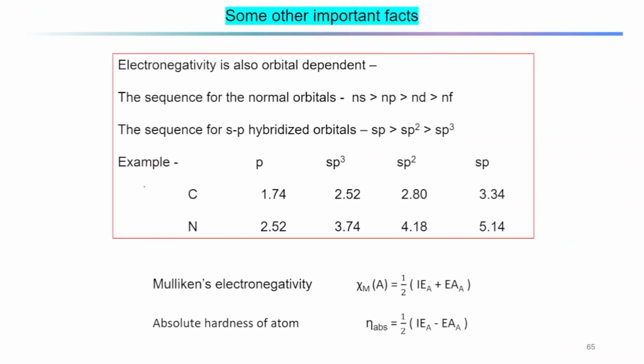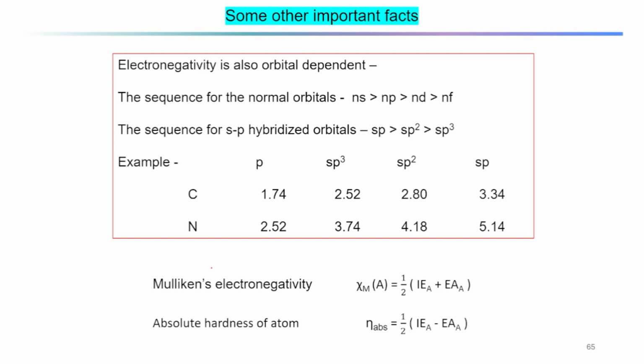Now let's see some other important facts. Electronegativity is also orbital dependent, and the sequence for the normal orbitals is ns greater than np greater than nd greater than nf. So the s orbital has more electronegativity compared to the other orbitals, because the s orbital lies closer to the nucleus. Now let's see the sequence for hybridized orbitals. For the hybridized orbitals, the sp orbital has higher electronegativity compared to sp2 and compared to sp3.